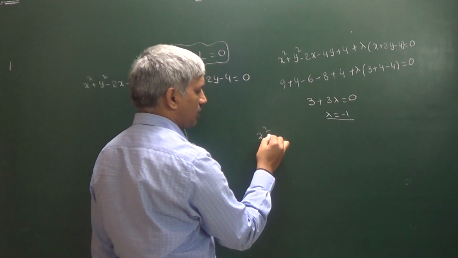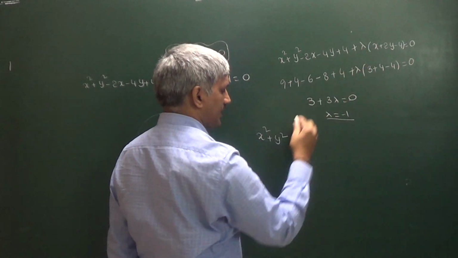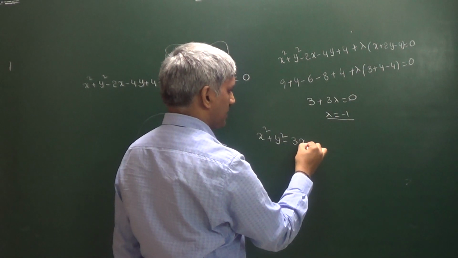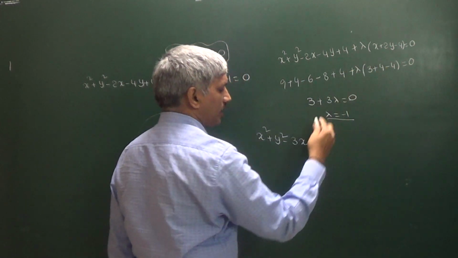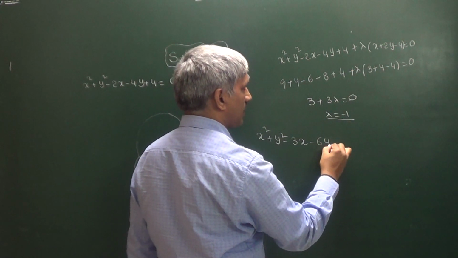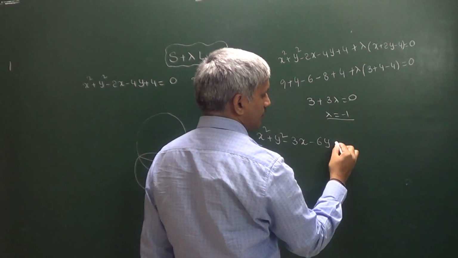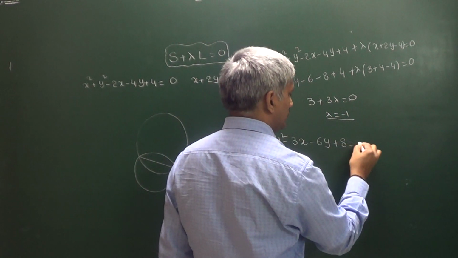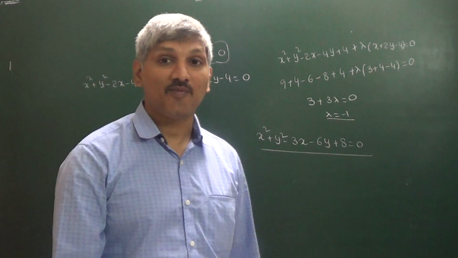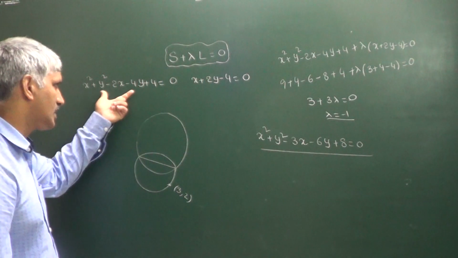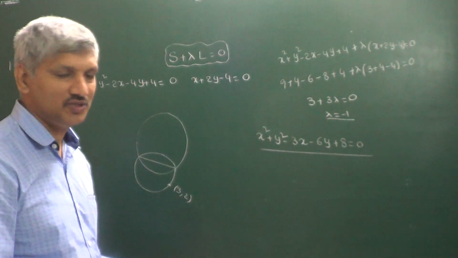Therefore we will get x square plus y square minus 2x minus x, that is minus 3x, minus 4y minus 2y, so we will get minus 6y, plus 4, here also plus 4, we will get plus 8 equal to 0. That is the required circle equation passing through the intersection of a circle and a line and also passing through the point 3, 2.